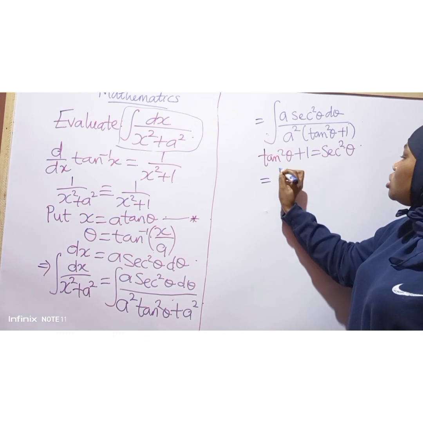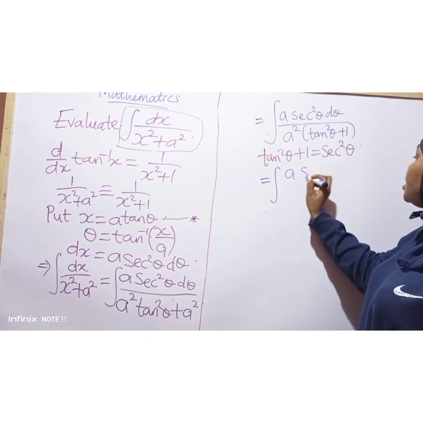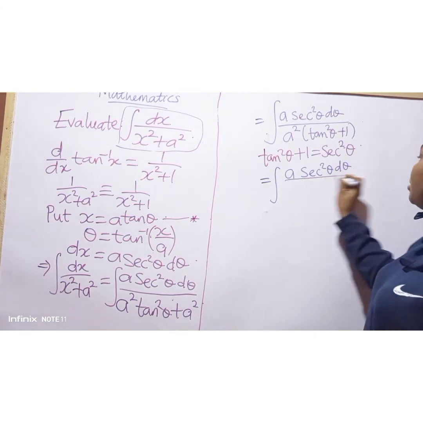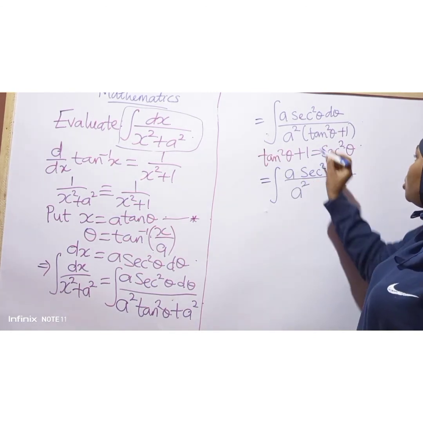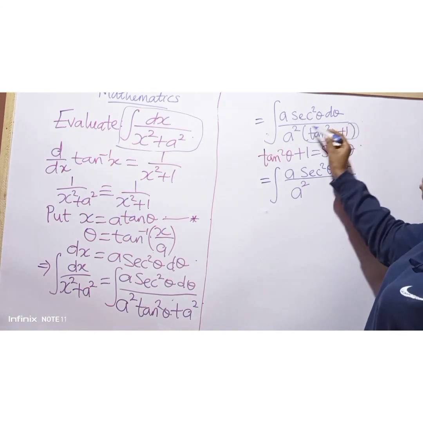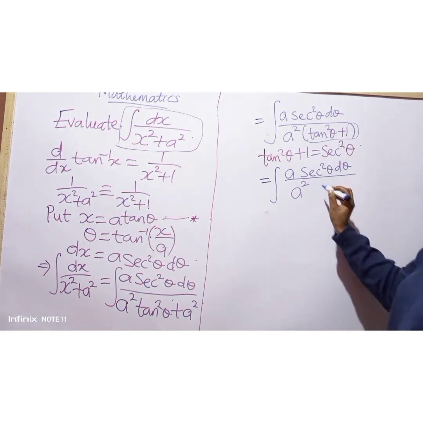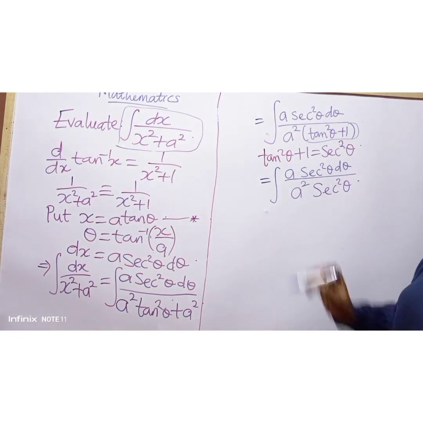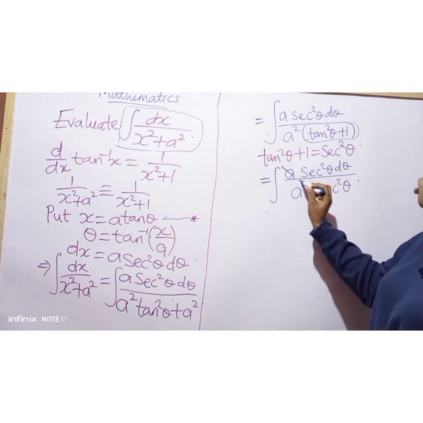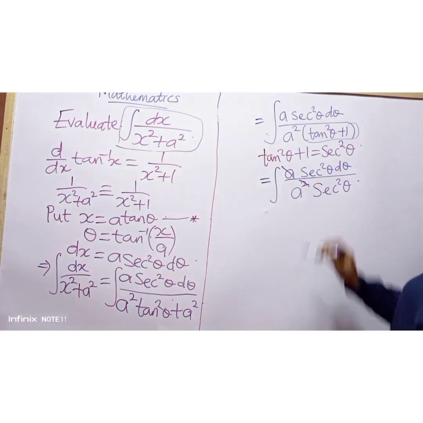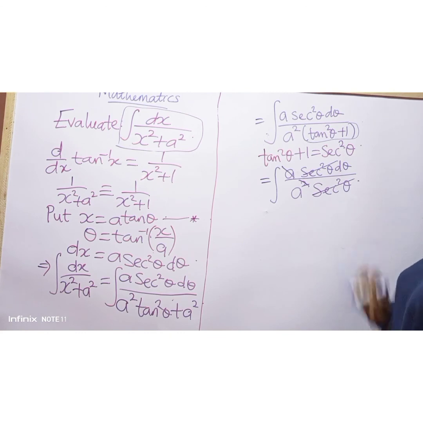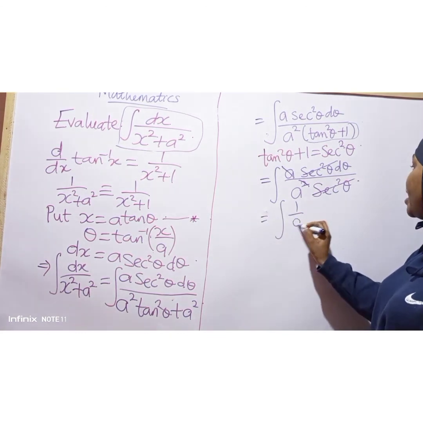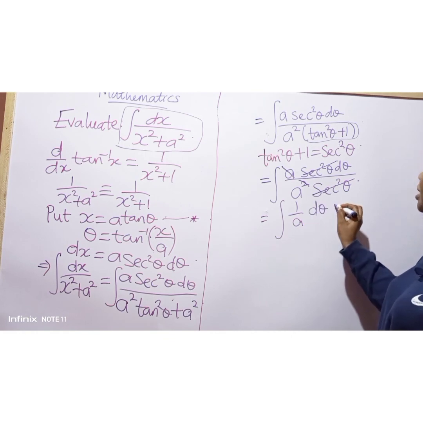So this one is equal to the integral of a sec squared theta d theta divided by a squared. So wherever I see everything inside this bracket, which is tan squared theta plus 1, I'll put sec squared theta there. So from here, this a will cancel one a out from the denominator, and sec squared theta will cancel sec squared theta. So I have the integral of 1 over a, then multiplied by d theta.